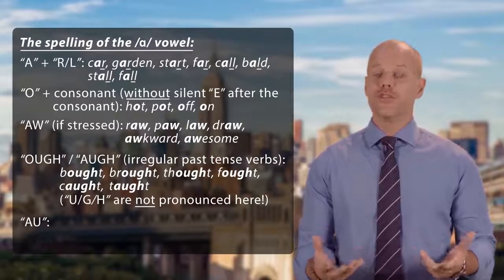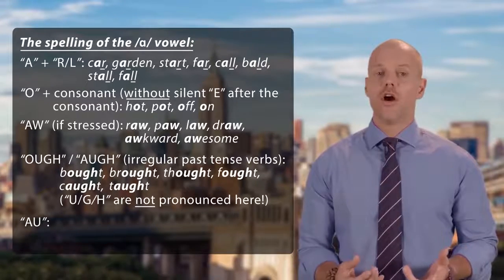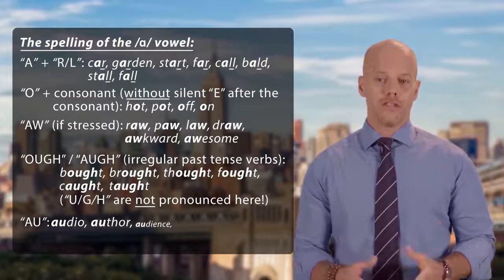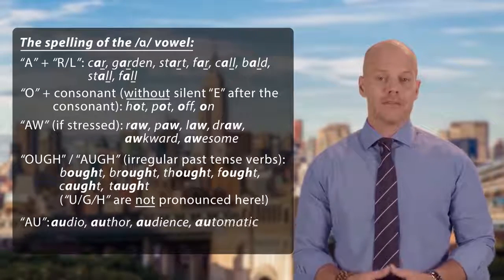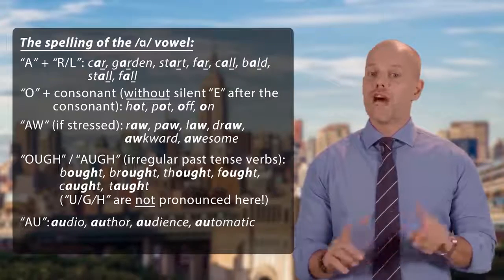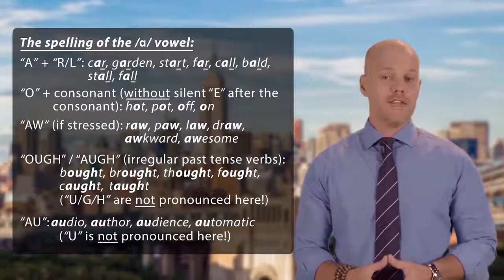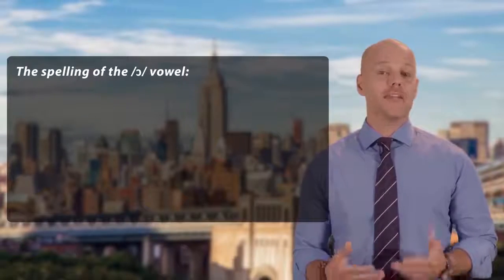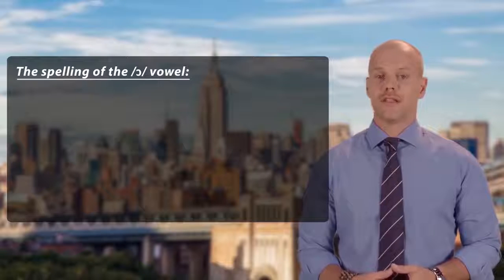AU is usually pronounced as O. Audio, author, audience, automatic. So we do not pronounce the letter U in these words either. Now, let's see the typical ways of spelling the O sound.